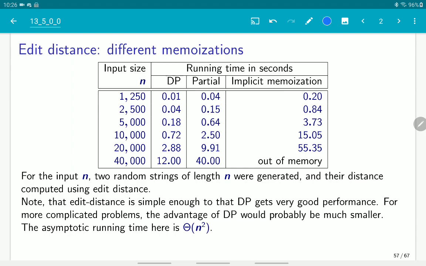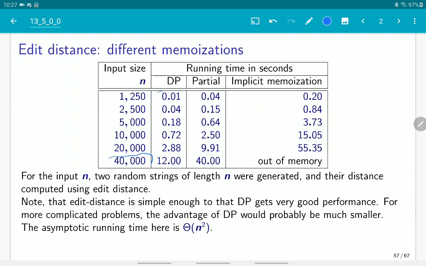Edit distance takes quadratic time. And I had a dynamic program, and this is the running time in seconds. So you can see the dynamic program is very fast. Then we had the partial, which means that I did explicit memoization. And then we had the implicit memoization. So as you can see, the running times are as we expect them, right? The implicit memoization is slower than the partial, and the DP is the fastest.